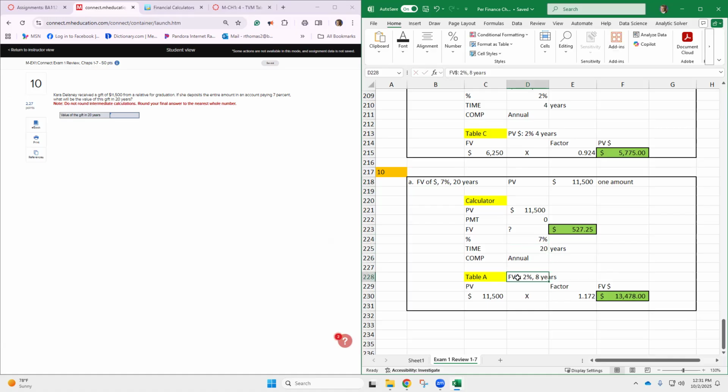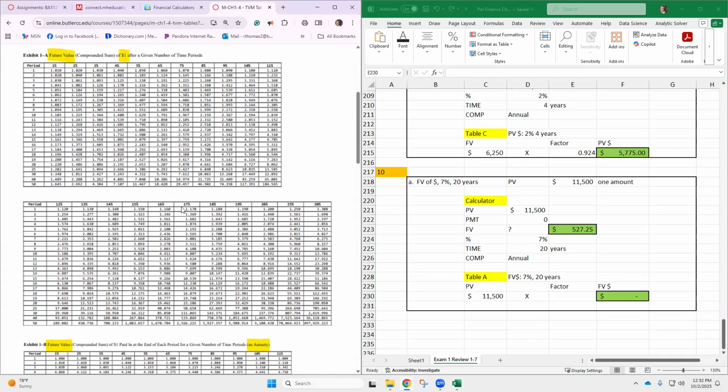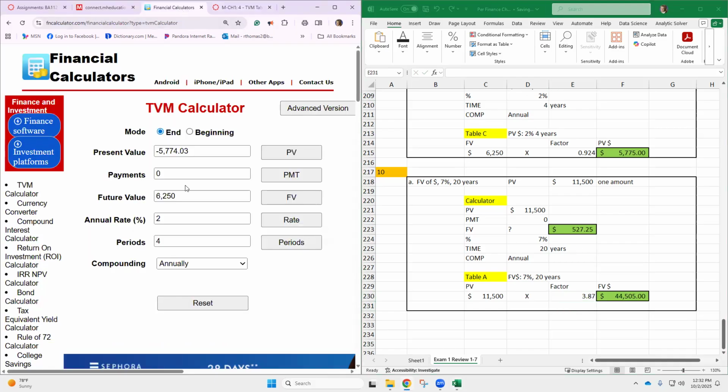20. And then I got to go find the table. This is going to be table A because it's one amount that she has to work with, but quite a while in time. Okay, so I'm going to go get the factor from the table. Okay, that's table A. And we're looking at 7% in 20 years. I got 3.870. 3.870. Okay, 44,505 is what my table's given me.